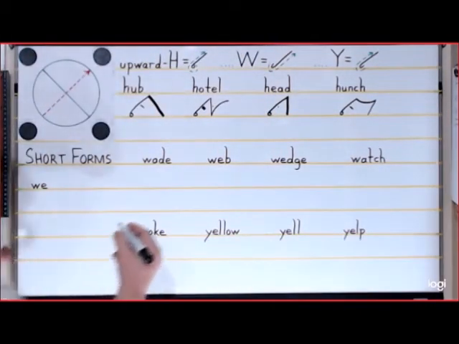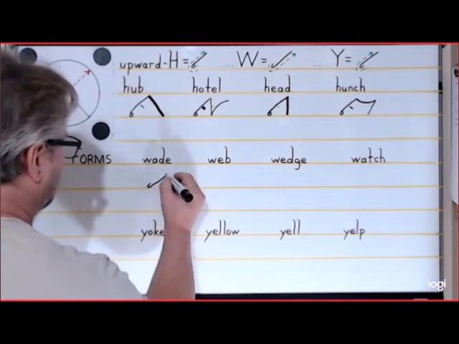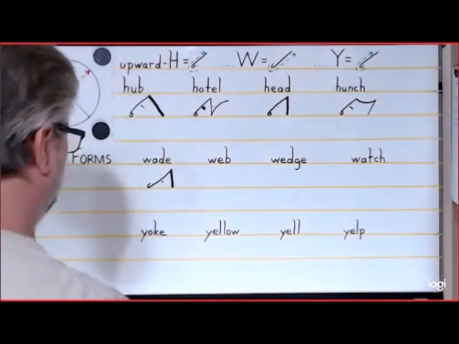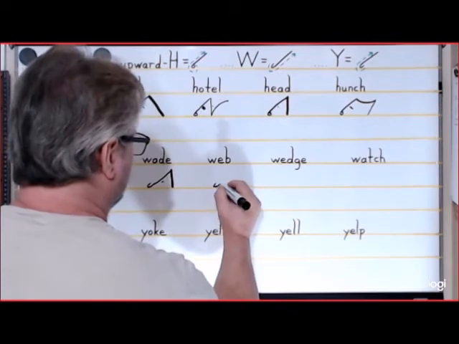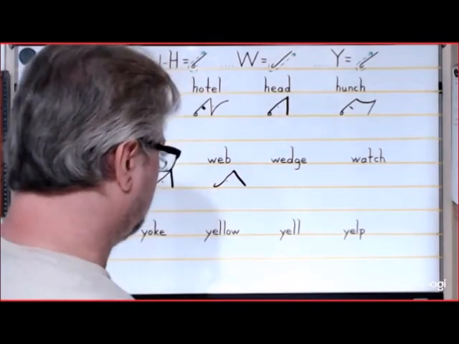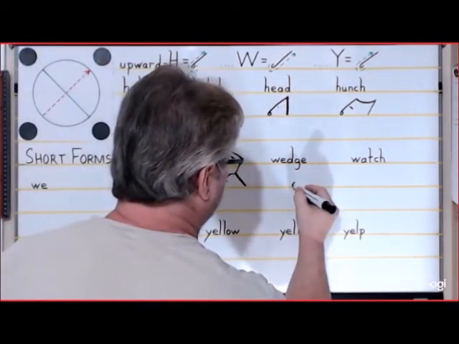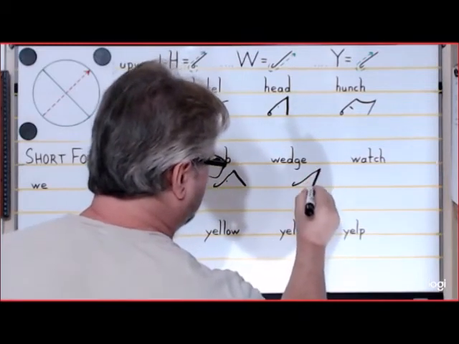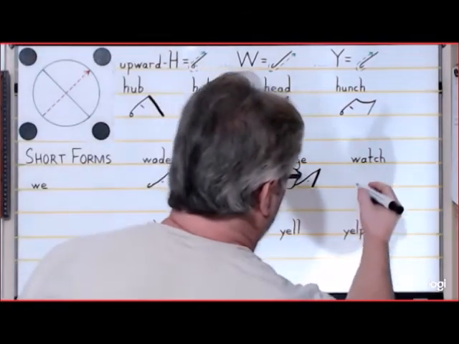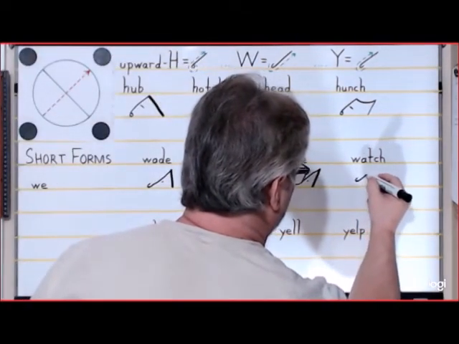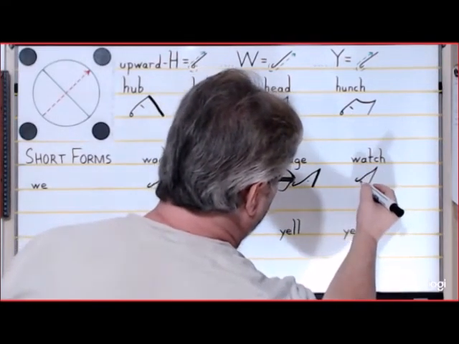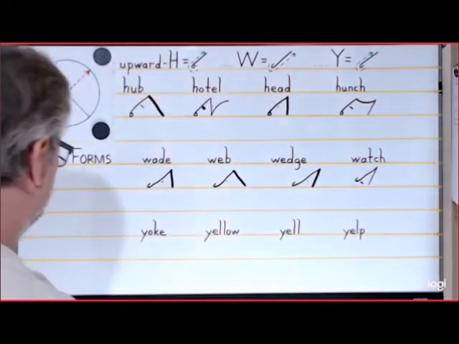For the word wade, it is a W, then a D, and then a heavy dot. The word web, it is a W, and a B, and a light dot. For the word wedge, we'll write a W, then a J, then a light dot. For the word watch, we'll use the first position, W and CH. The reason for the first position, because of this ah sound here, with a light dash in the first position.